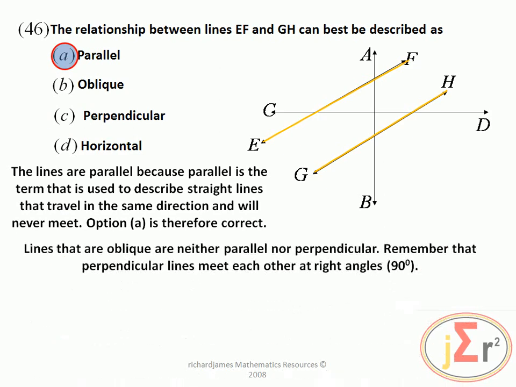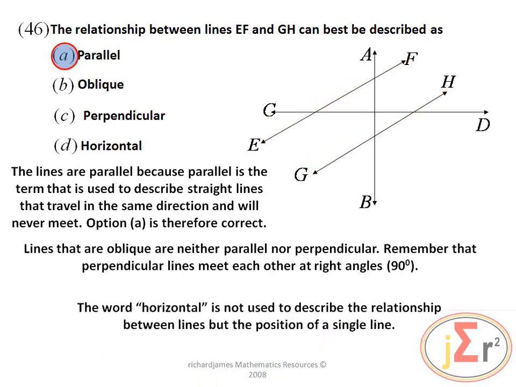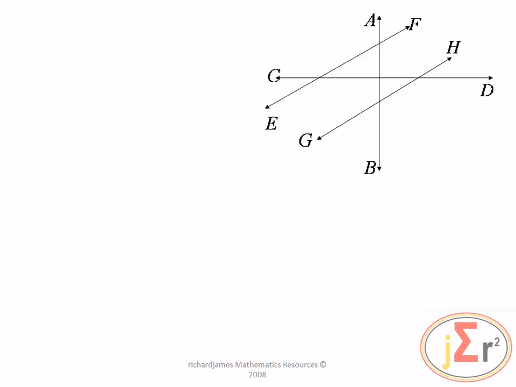Lines that are oblique are neither parallel nor perpendicular. Remember that perpendicular lines meet at right angles or 90 degrees. The word horizontal is not used to describe the relationship between lines, but the position of a single line.